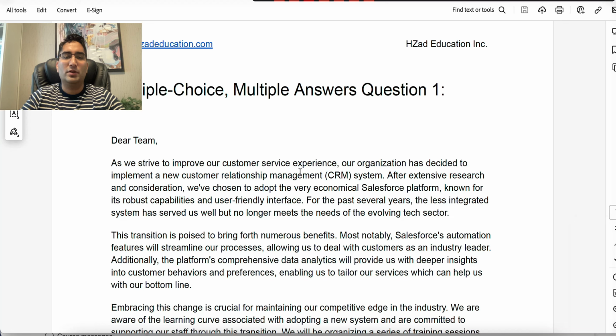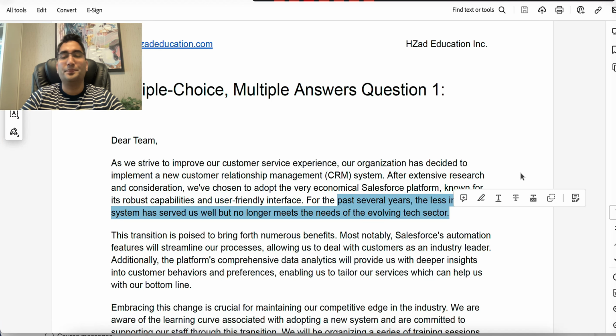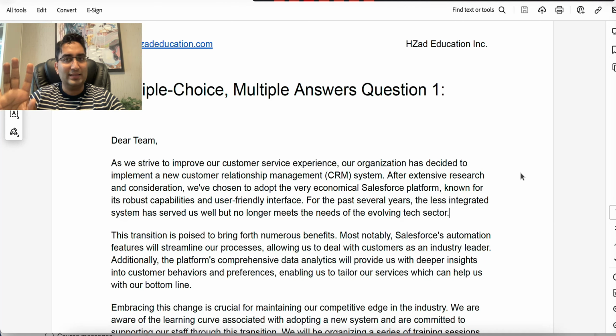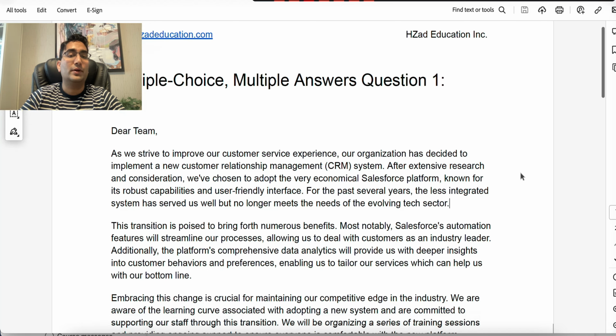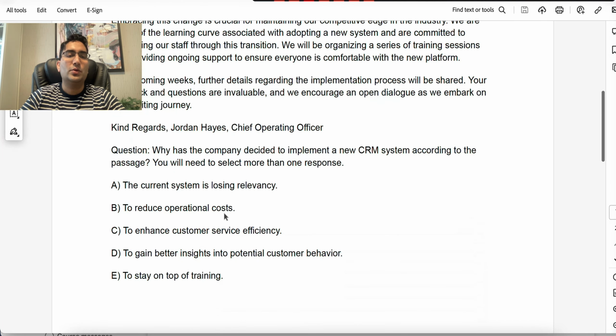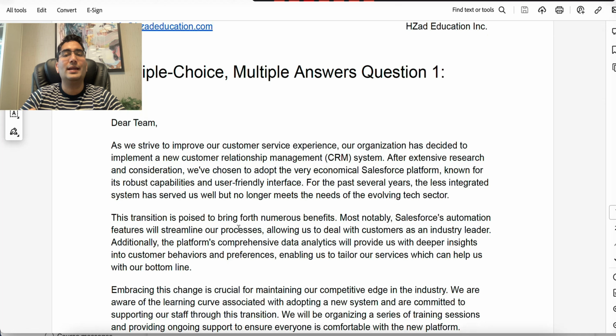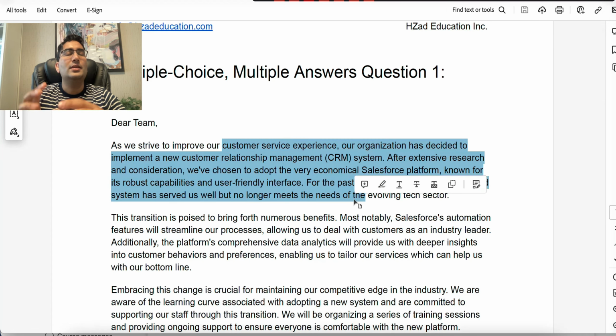Dear team, as we strive to improve our customer service experience, our organization has implemented a new something. Okay. After research, we consider to adopt something very economical. This platform is known because it's robust and user-friendly. For the past several years, less integrated system has served us, but it's no longer good. Okay, very fast, right? And why I'm reading right now is because I'm most likely going to forget a lot of this information. When we read the questions, we'll have to go up and read it again in more detail to look for specifics. But at least I'm reading right now to get the gist of it.